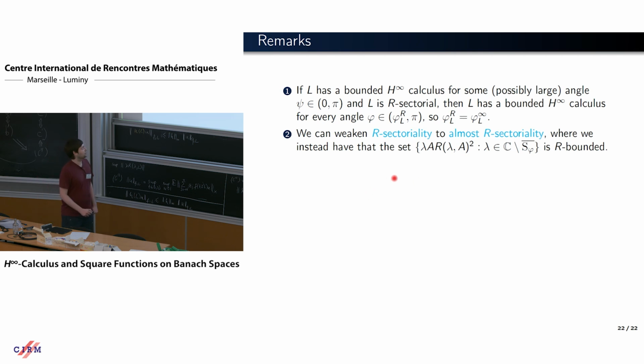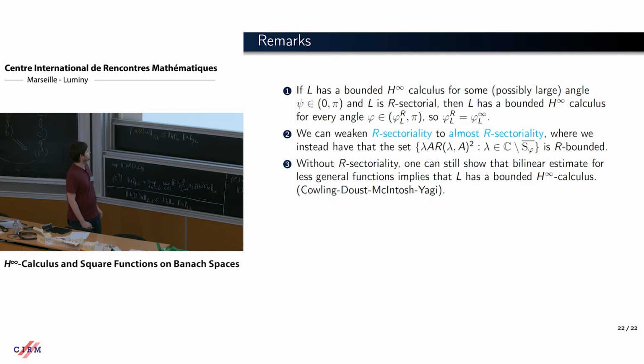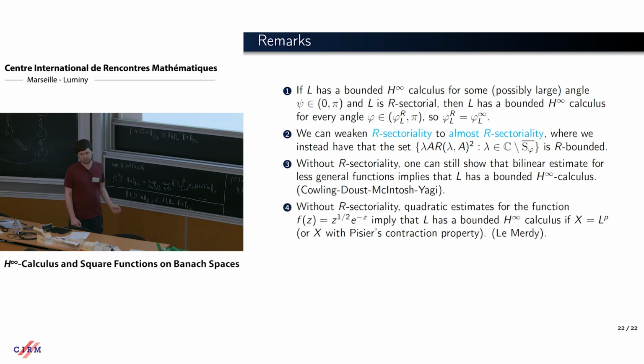Next, we've used R-sectoriality. You don't need something that strong. You can do it with something slightly weaker called almost R-sectoriality. That's done, for example, in the Kalton, Kunstmann, and Weis paper. It requires just some slightly more technical manipulations. You can get some implications without any R-sectoriality at all. So, for example, if you have a bilinear estimate for not an H0 infinity function, but a function in a more restrictive class, then Cowling, Doust, McIntosh, and Yagi show that that implies bounded H infinity calculus. And you can even get from square function to bounded H infinity calculus, but if you choose a very specific f.